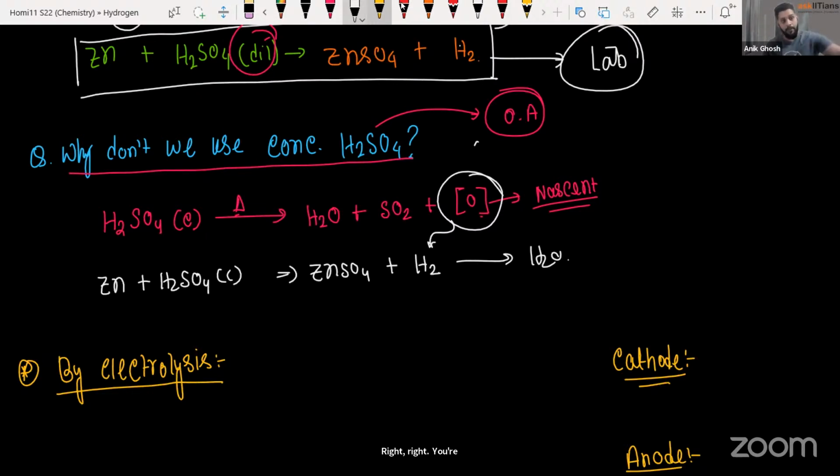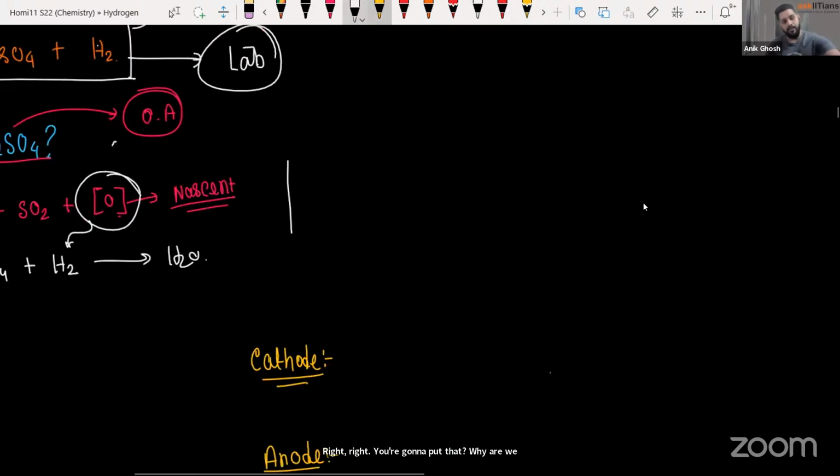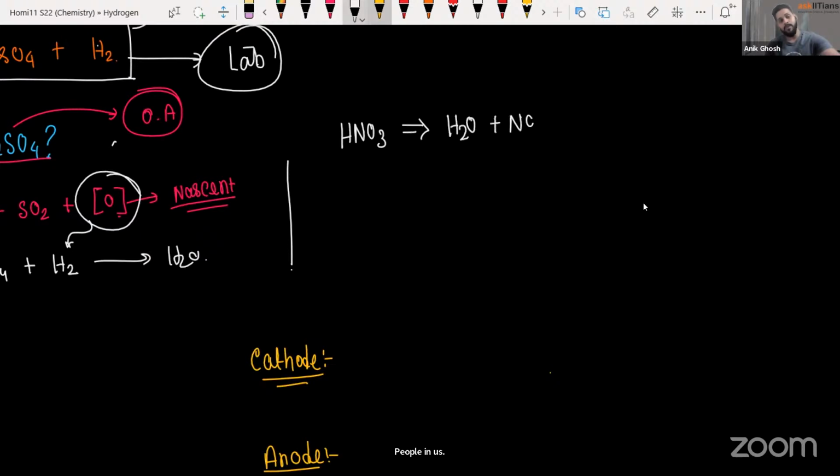Clear, Pratham? Now, why are we using sulfuric acid? We could have used nitric acid. But guys, nitric acid, even in its normal state, breaks into H2O, NO2, and nascent oxygen.